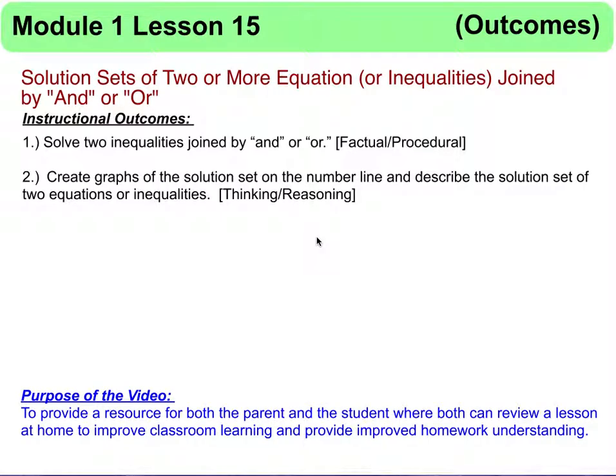Module 1, Lesson 15, we're going to focus on our ability to solve equations, but we're going to do them in a way that is joined by the terms "and" or "or". So our instructional outcomes say to solve two inequalities or equations joined by the word "and" or by the word "or". They want us to also create graphs of the solution set on the number line and describe the solution as a set of two equations or inequalities.